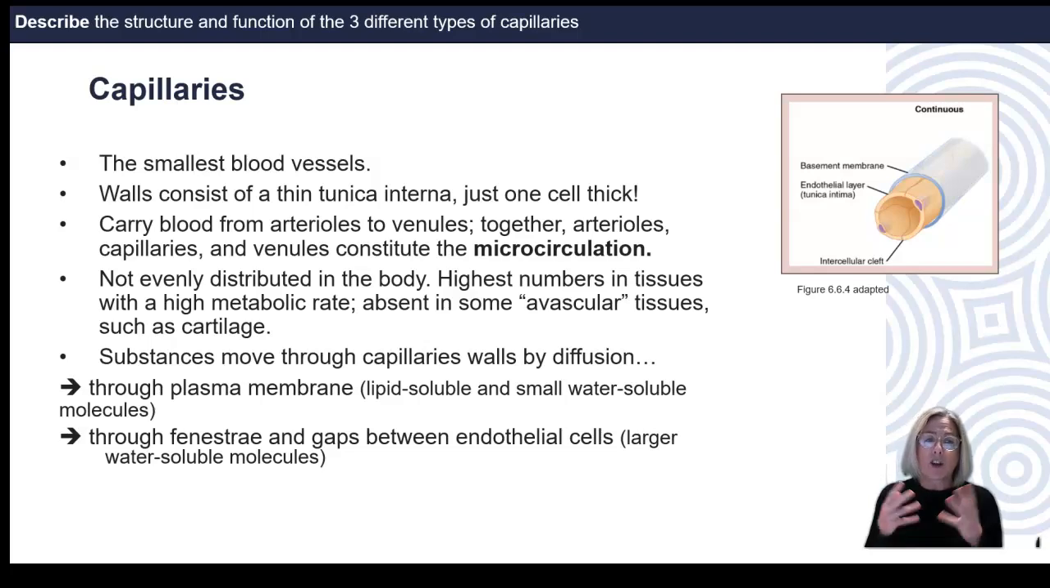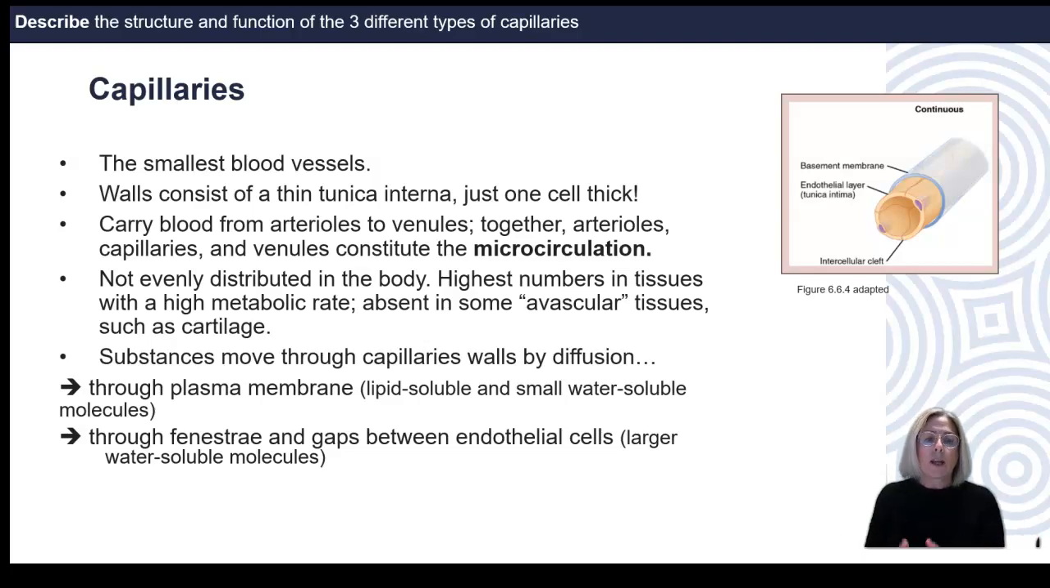Now, capillaries are not evenly distributed in the body, and the highest numbers are found in tissues with a high metabolic rate, so say the kidneys or the liver or skeletal muscle, to name a few. And they are absent, of course, in avascular tissues such as cartilage, and the word avascular just means without blood supply, right?